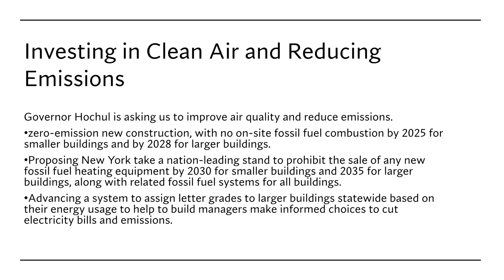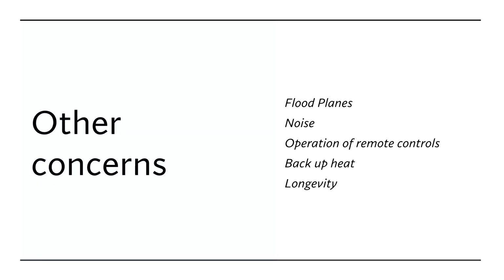Why we can actually do the second bullet point here is because we have very efficient options to change to. And the idea of this is to help building managers make informed choices and cut their electricity bills and their emissions. Unlike electric heat, an electric heat pump gets more energy delivered than what it actually consumes. All right. Other concerns?